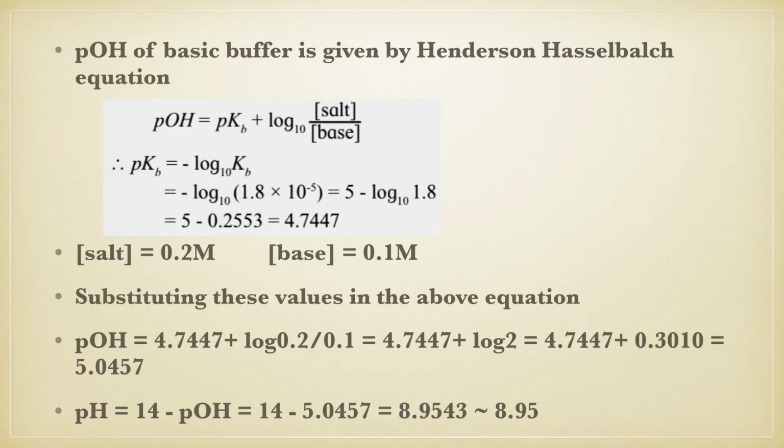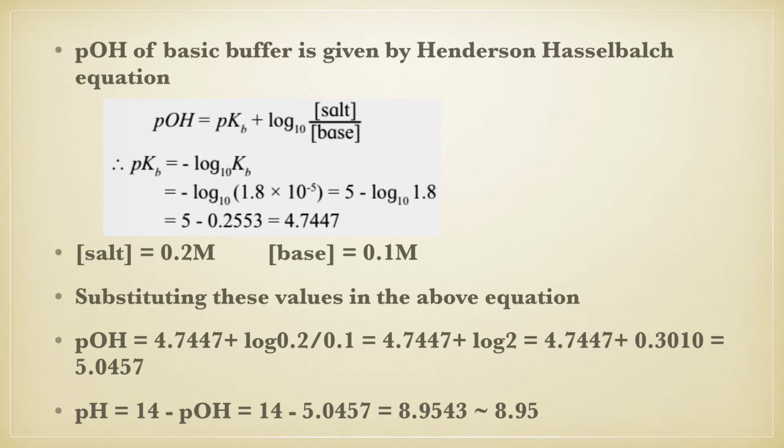So after solving, I will get the value as 4.7447. Please understand, whenever log is given in the formula, you don't have to find out the anti-log for that. Okay. For simplification, when we are taking log, at that time we have to take anti-log. Here log is given in the formula, therefore we don't have to take anti-log of that value. So pKb is equal to what? 4.7447.